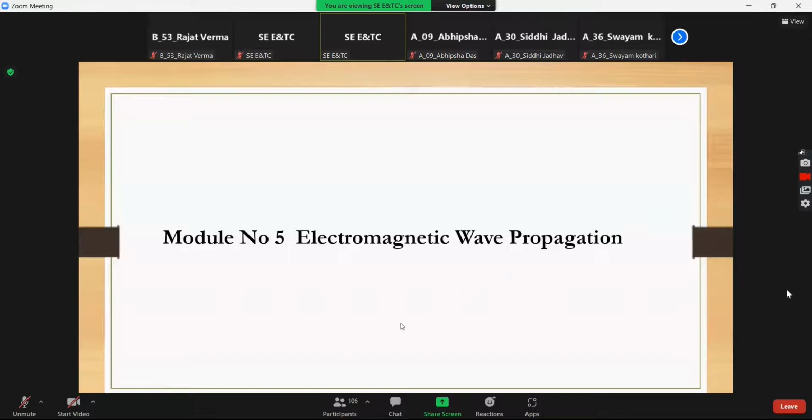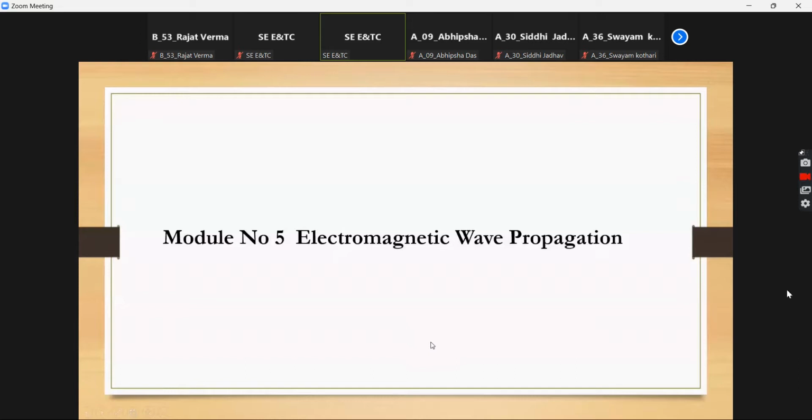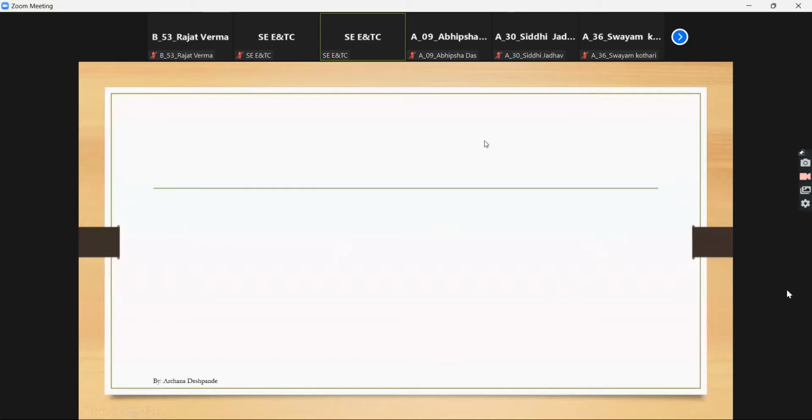And then we will start with module number 5. The name of my module number 5 is the EM wave propagation. So we are going to see the different parameters which are associated with the EM wave propagation. Before we start, first let us revise what we have done in chapter number 4.